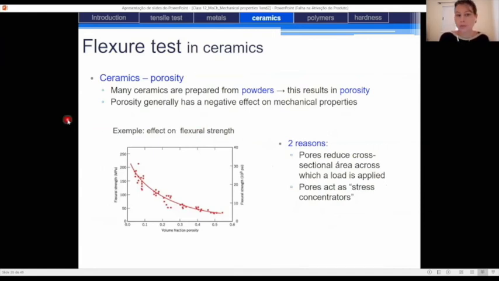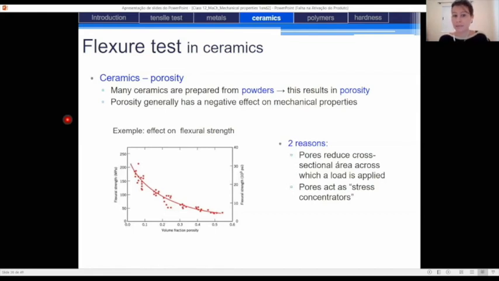When we talked about ceramics, we also presented that in this kind of material, due to the way they are produced, we have a high porosity. This comes from the fact that many of them are prepared from powders, and this powder is compacted. So we still have some voids between two particles of powder, even after sintering. And so this porosity directly impacts the mechanical behavior of ceramics.